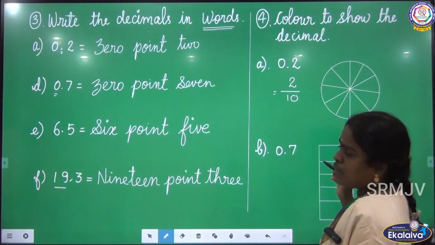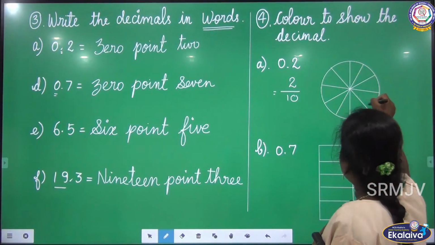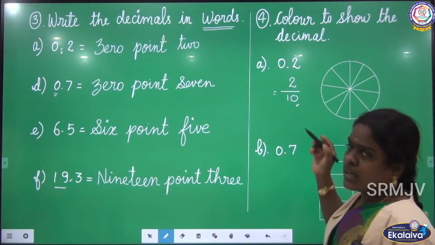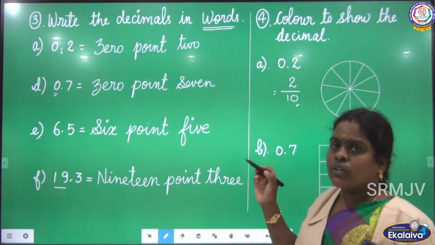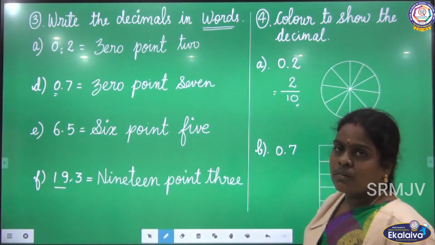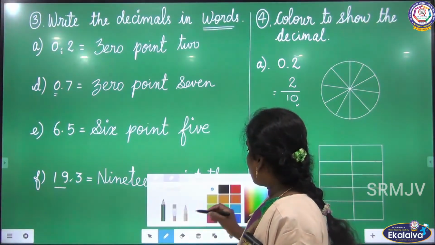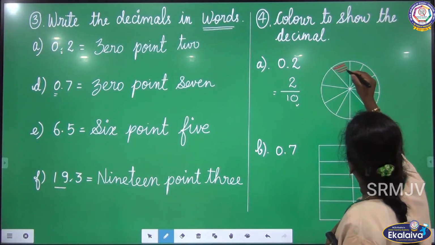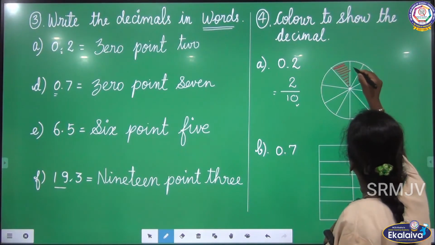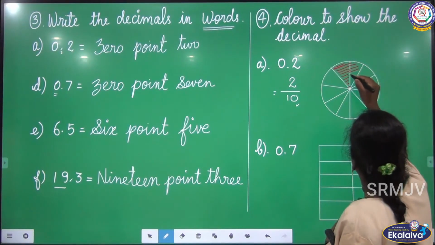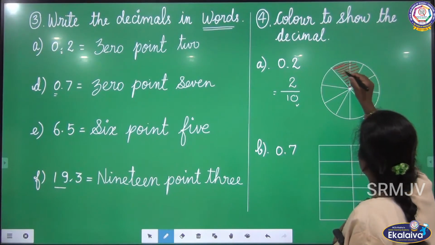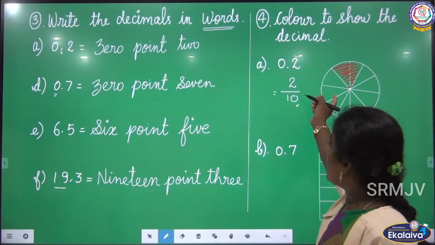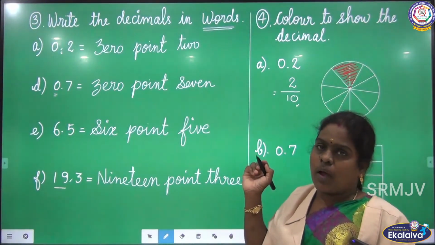So here look at the given shape. It is divided into 10 equal parts, which is the denominator. And look at the numerator, it is 2. So you are going to color the given part for only 2. So let us shade 2 parts. You have to shade only 2 parts because the given fraction is 2 by 10. So you just shade only 2 parts. So this is the representation of the decimal 0.2.